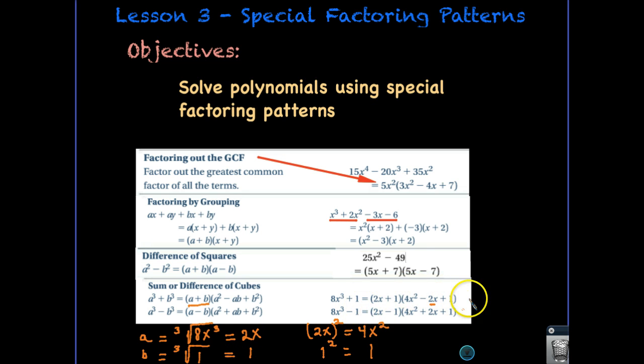So now this is factored. Where we would go from here is notice that we have a quadratic, 4x squared minus 2x plus 1.